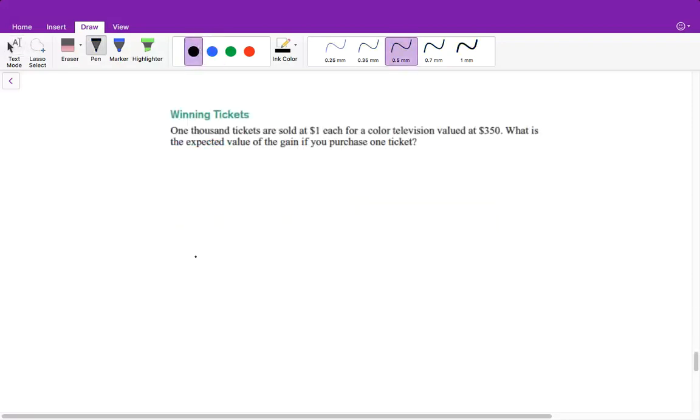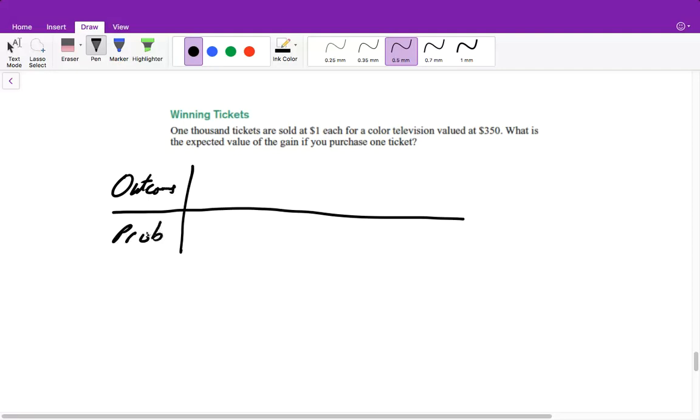So for this one, we need to create our probability distribution. So we have our outcomes and we have our probability. In this case, we have two outcomes that can happen. If we win, we win $350. However, we spent $1 on our ticket, so we really only win $349. And when we lose, we will lose $1. So those are our two outcomes.